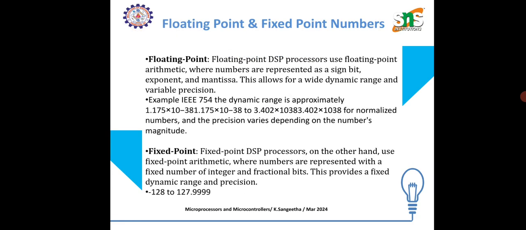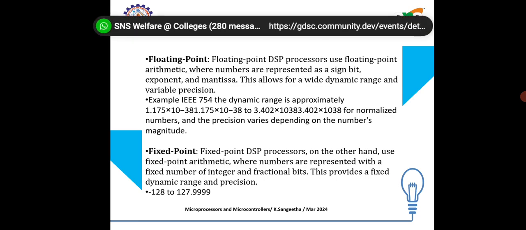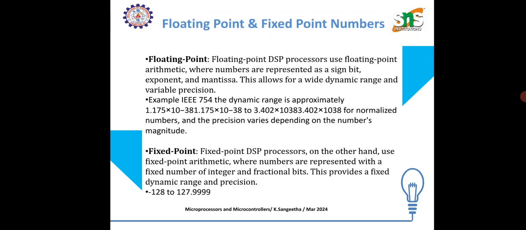Today we are going to talk about the difference between floating point and fixed point processors. First, before going to the subject, we will talk about floating and fixed point numbers. Floating point: DSP processors use floating point arithmetic where numbers are represented as a sign bit, exponent and mantissa. This allows for a wide dynamic range and variable precision.